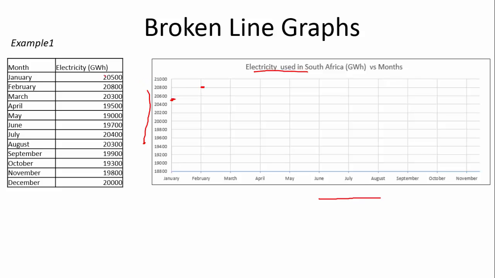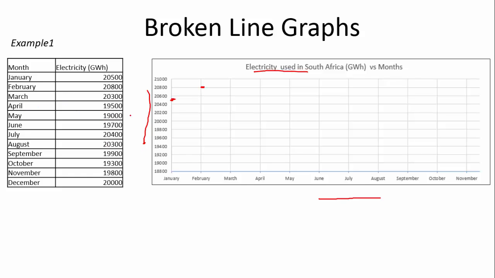I had already done this. But you find your minimum and maximum, and then you can decide what to make your biggest number at the top and your smallest number on the bottom. Here our maximum number was, in fact, February at 20,800. So I made it 21,000. I just took it up a bit. And our lowest number here was 19,000, and I just took it down a little bit.